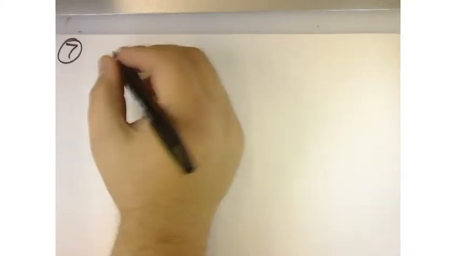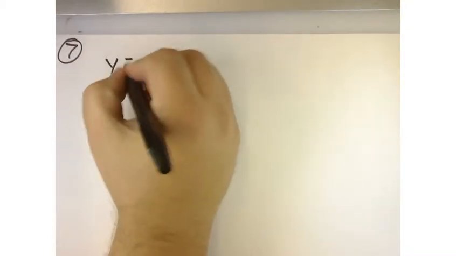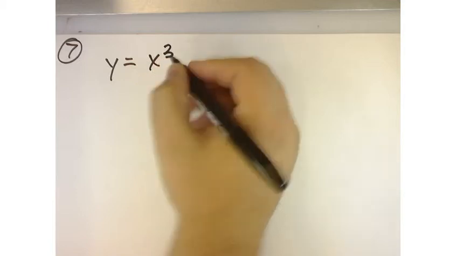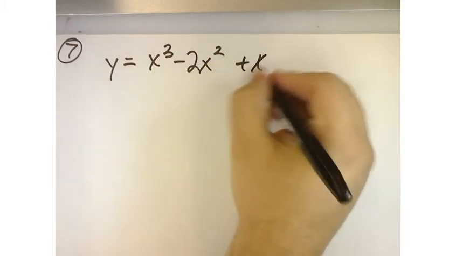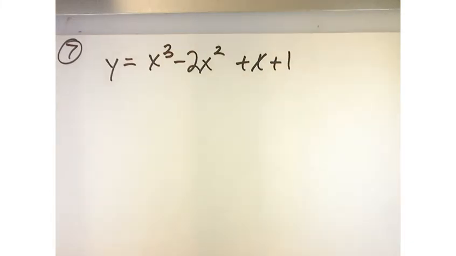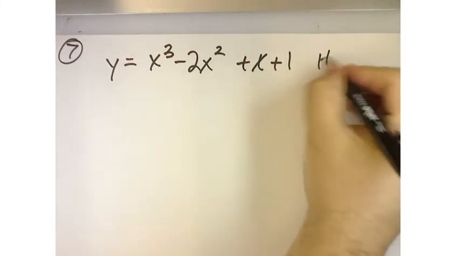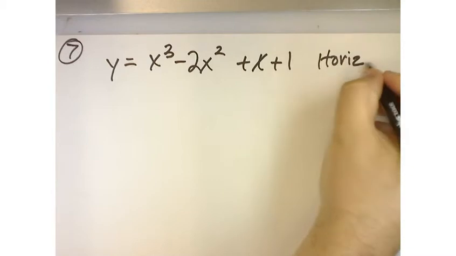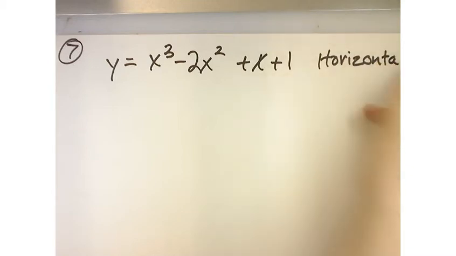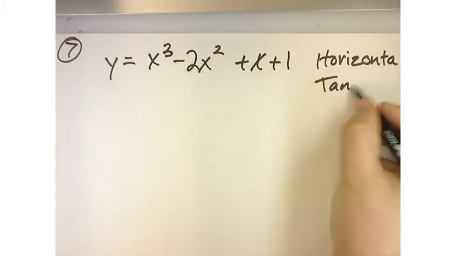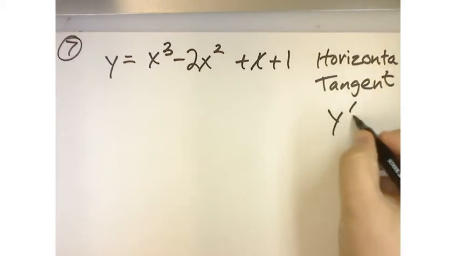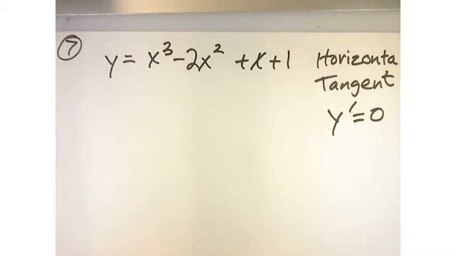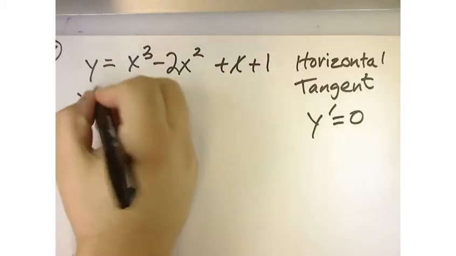They give us the equation y equals x cubed minus 2x squared plus x plus 1. And so when they want the horizontal tangents, can somebody explain to me what that process looks like, what we need to do to find the horizontal tangents? Well, what we're looking for is y prime equaling 0. Basically, factor it out. So first thing we need is y prime.